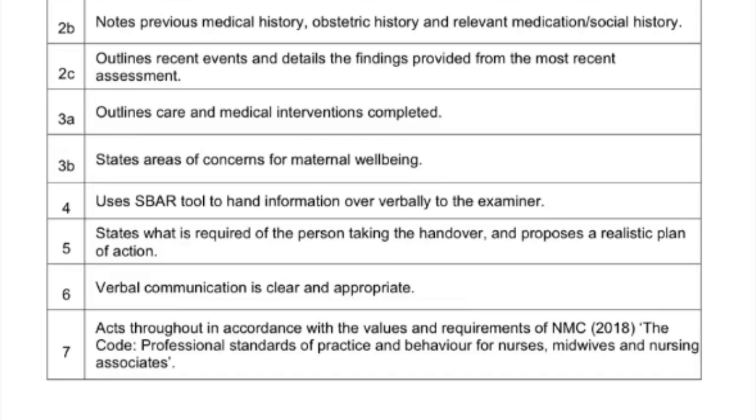So verbal communication is clear and appropriate, acts throughout in accordance with the values and requirements of the NMC, the code, professional standards of practice and behavior for nurses and midwives and nursing associates. And that's pretty much your evaluation station. So it's more of the verbal handover. Don't spend too much time writing on the paper. What you say is what really matters, just bullet points. And if you think you don't even need the bullet points, you really don't have to write anything down.